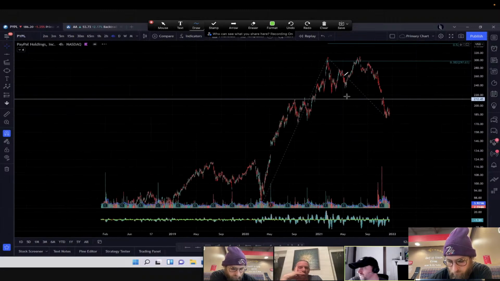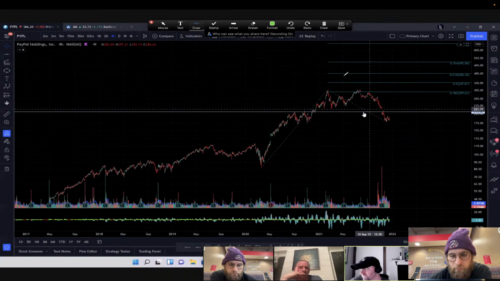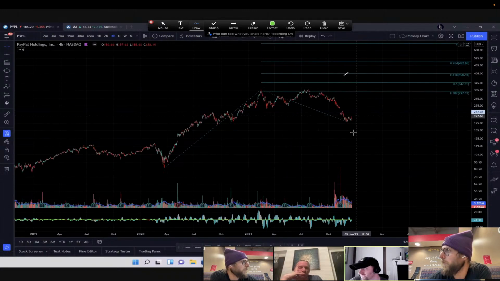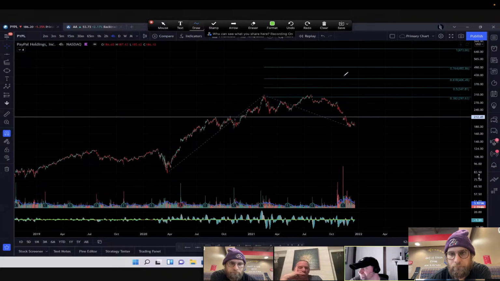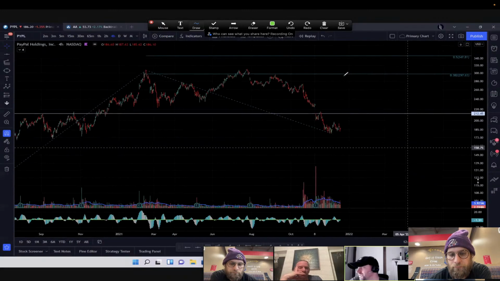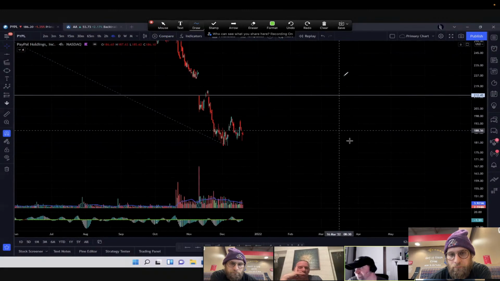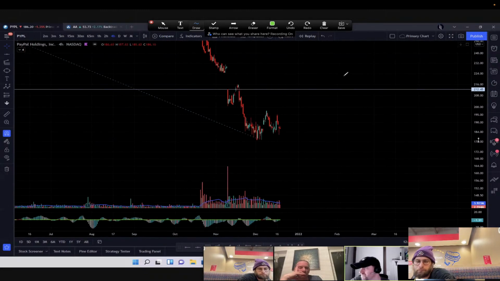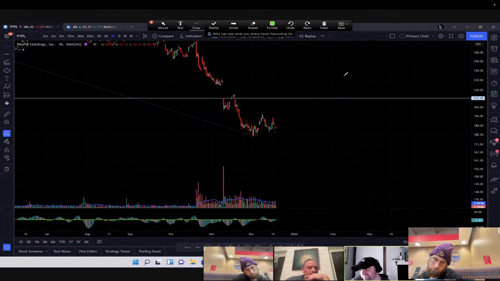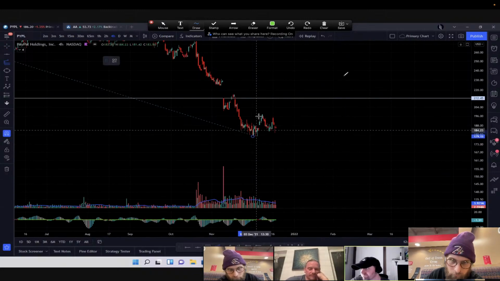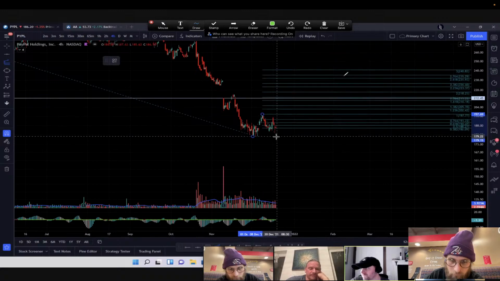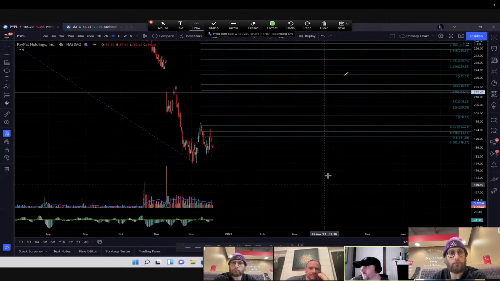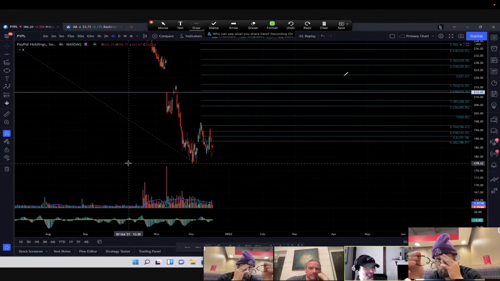If this does hold and is a 1, 2, which I am looking at it now, it certainly could be, right? A, B, C, down to here. And if we zoom in a little bit, we can see a double bottom here, right? Good volume. What do we do? 1, 2. Now we're back to this.